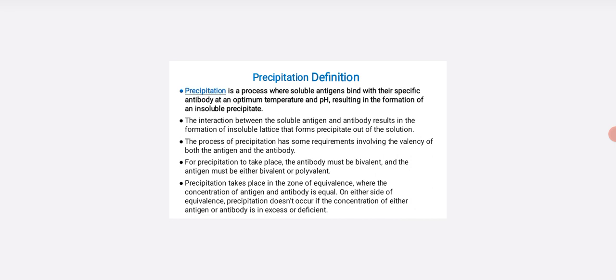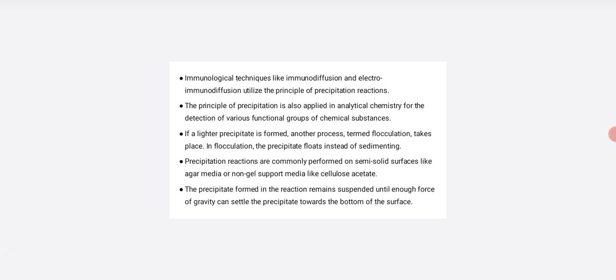Precipitation takes place in a zone of equivalence where the concentration of antigen and antibody is equal. On either side of equivalence, precipitation does not occur if the concentration of either antigen or antibody is in excess or deficient. Immunological techniques like immunodiffusion and electroimmunodiffusion utilize the principle of precipitation reactions. The principle of precipitation is also applied in analytical chemistry for the detection of various functional groups of chemical substances.